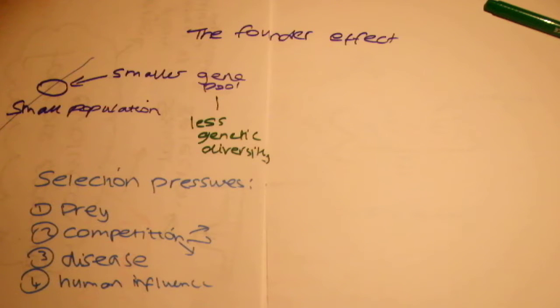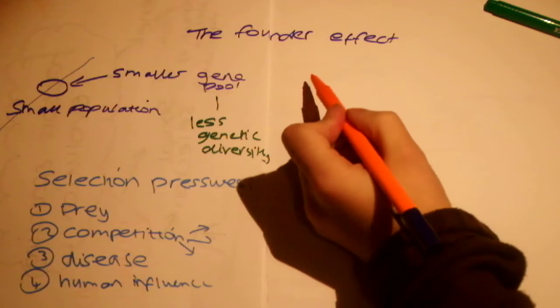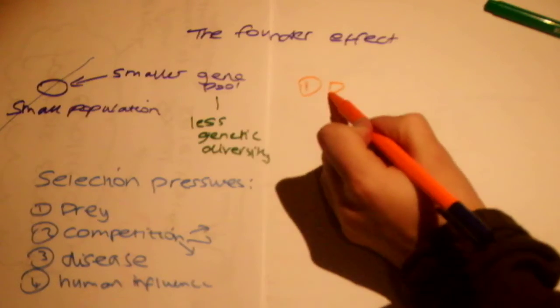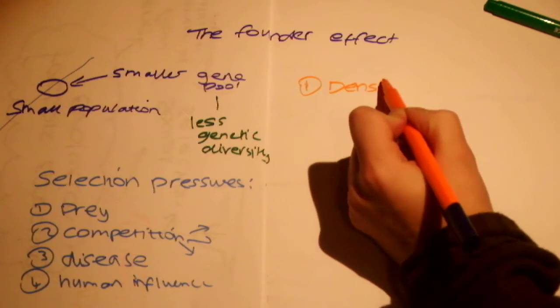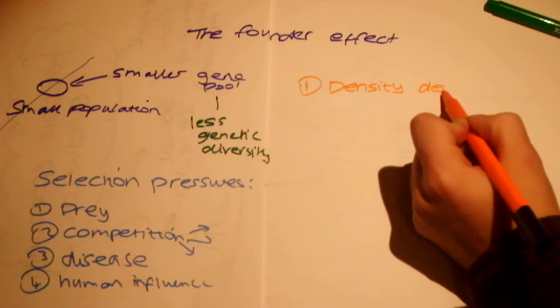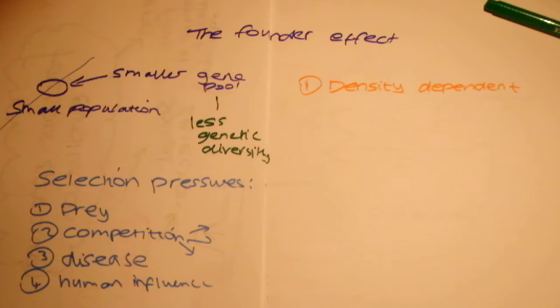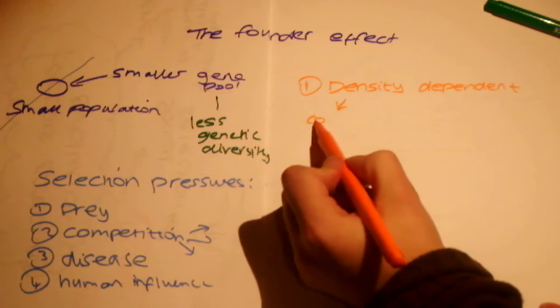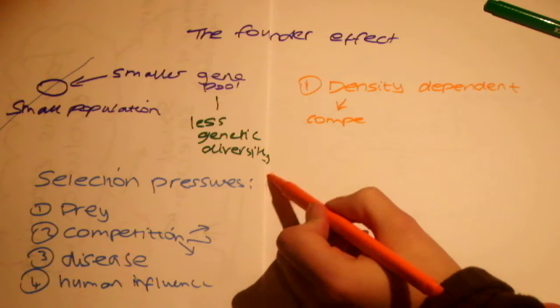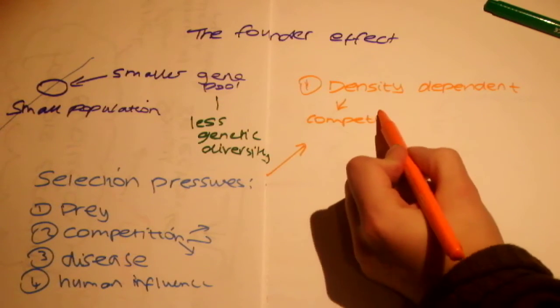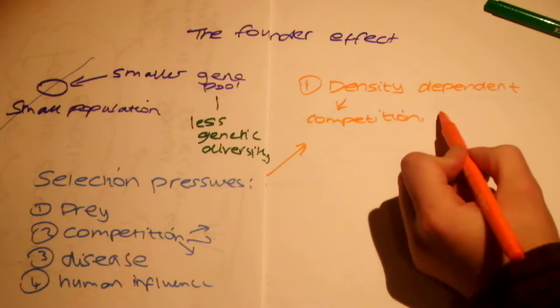So what can the size of a population be influenced by? So the population in the gene pool, how can that be influenced? There's density dependent. Density dependent is something that's dependent on the population size. So this is competition. These are the selection pressures up here. So competition is density dependent. So is predation.